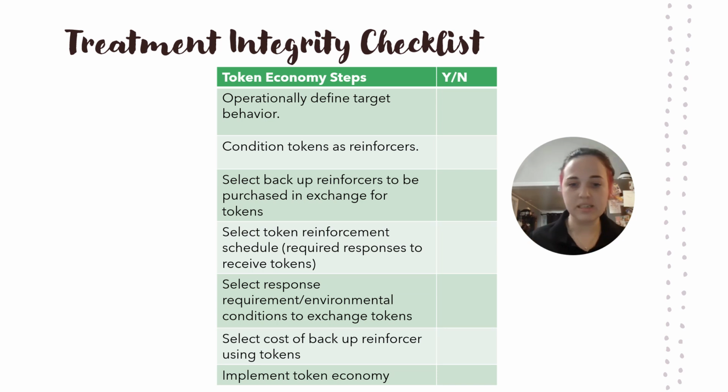The next step is to select a cost of that backup reinforcer using those tokens. And then this would be the last step of implementing the token economy. So staff should be able to indicate a why for each step to proceed with intervention past practicing with their supervisor. In the event that they are unable to successfully implement all these components, they need to recognize with their supervisor what they missed and continue practicing until competency is demonstrated.